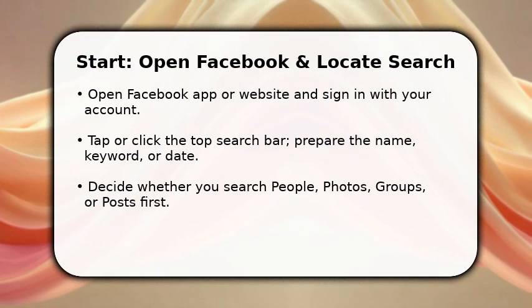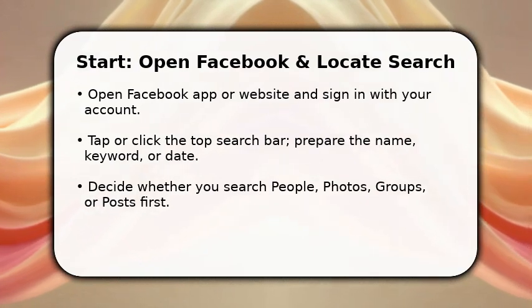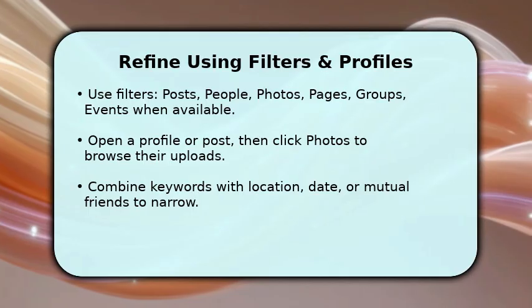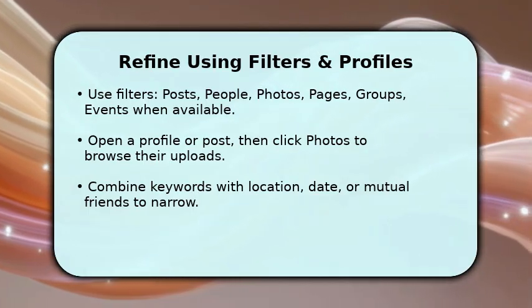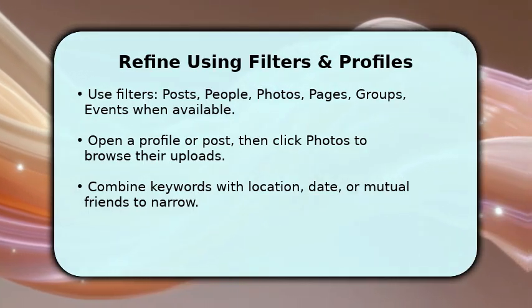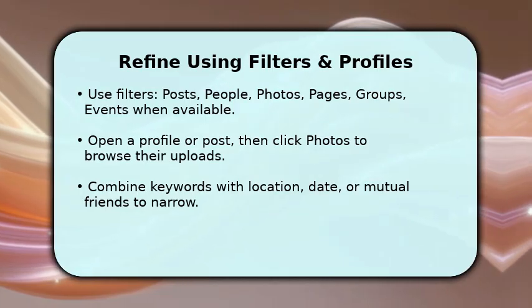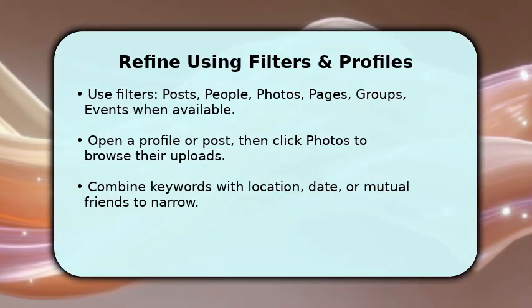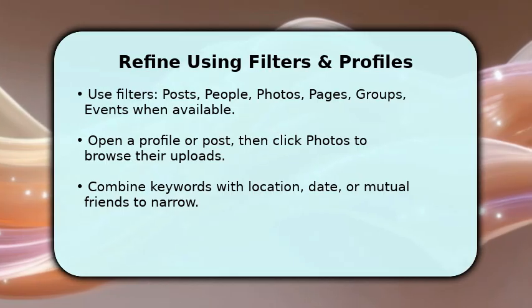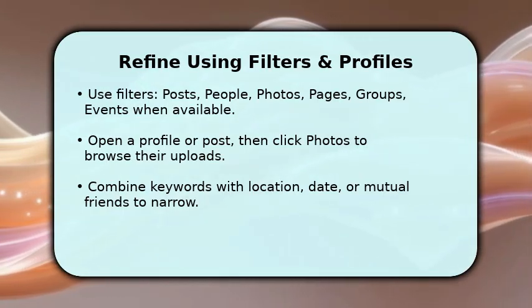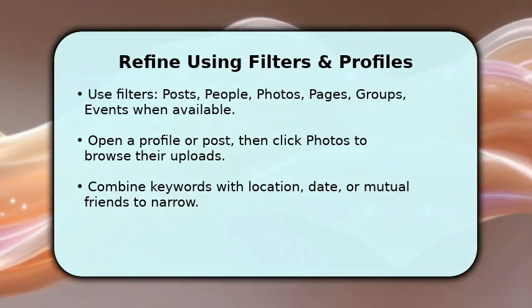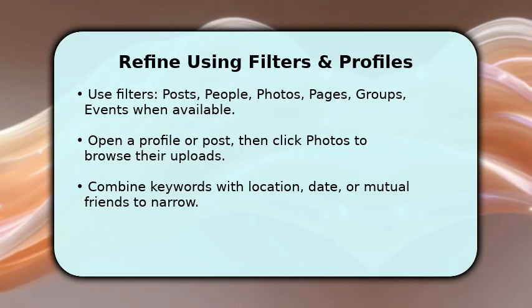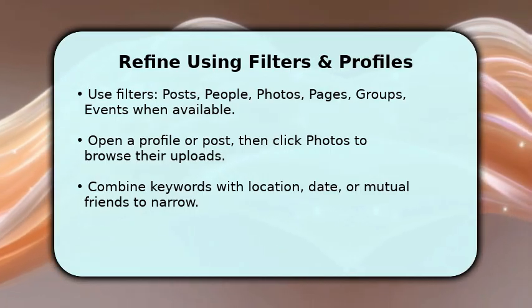Once you have initial results, refine them using available filters. Choose photos or posts to isolate images. Click a profile or page result and switch to their Photos tab to scan uploads directly. If you get too many hits, add a location, month, or mutual friend to your keywords so results become more precise. Make sure to check both tagged and uploaded photos since the image might be in either.